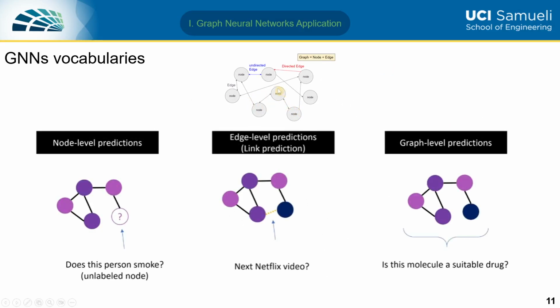From this vocabulary, you can see there are three objectives, and therefore three predictions we're going to do. First, we're going to do node-level prediction. So we're going to predict the node.